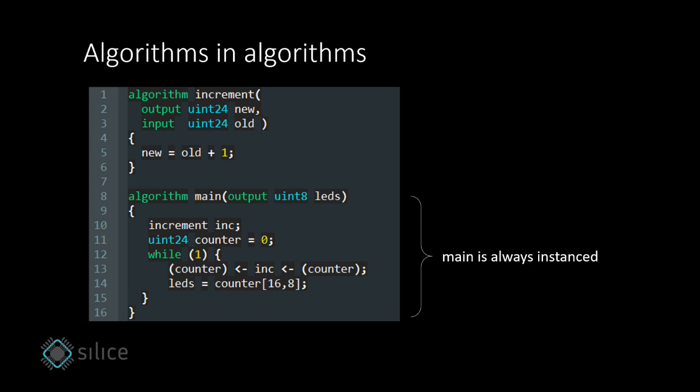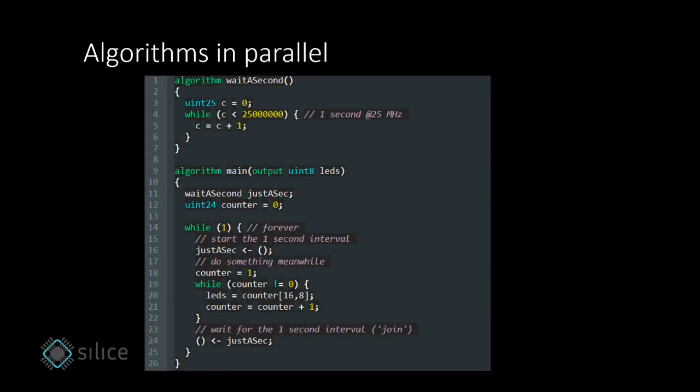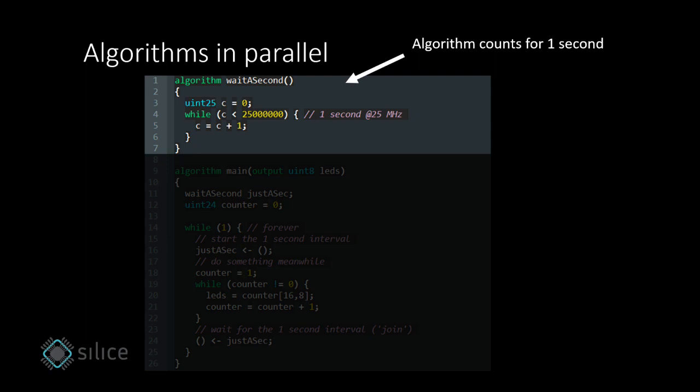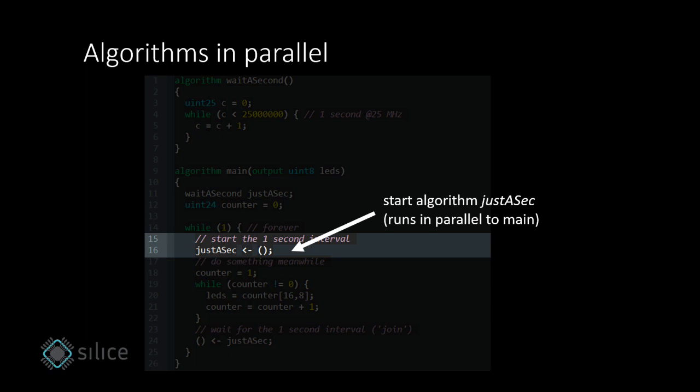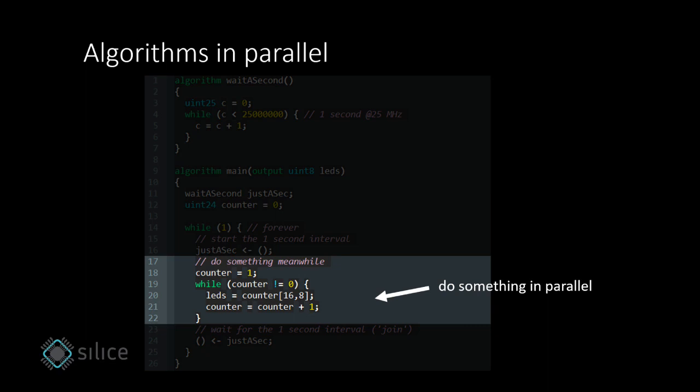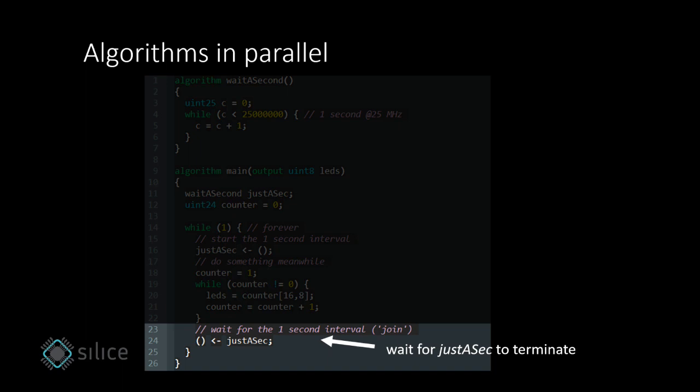So how do we run things in parallel? Well, that's easy. Here is an example. We define the wait a second algorithm that, well, waits for a second. Then we instance it in main and call it, but this time with a non-blocking call. Main just keeps going and does stuff. Let's assume this takes less than a second. When done, main joins with the wait a second algorithm. It simply waits until this other algorithm is done.